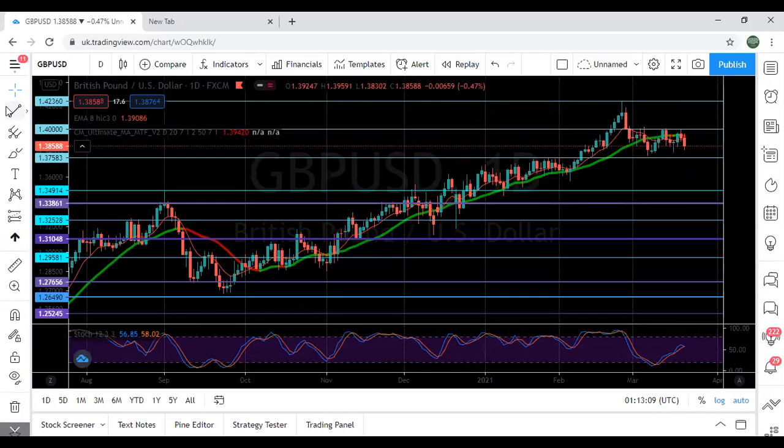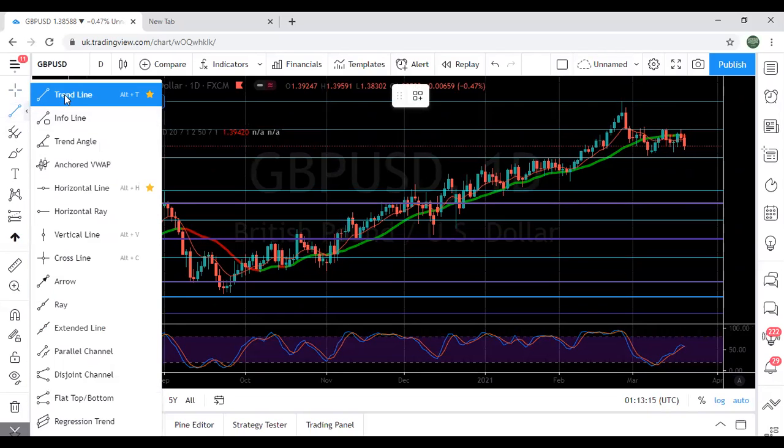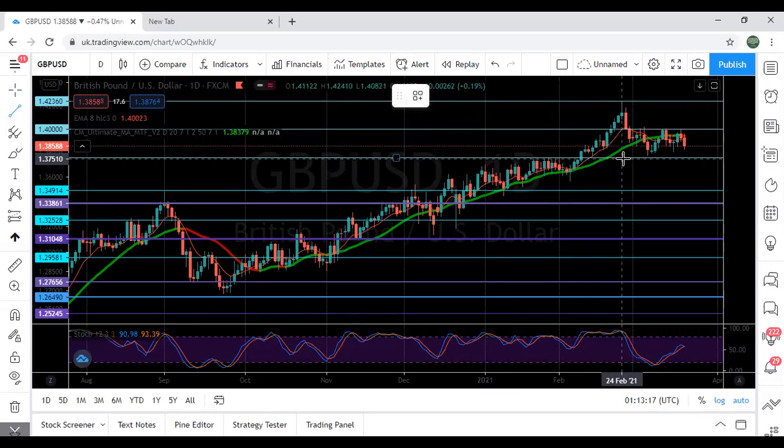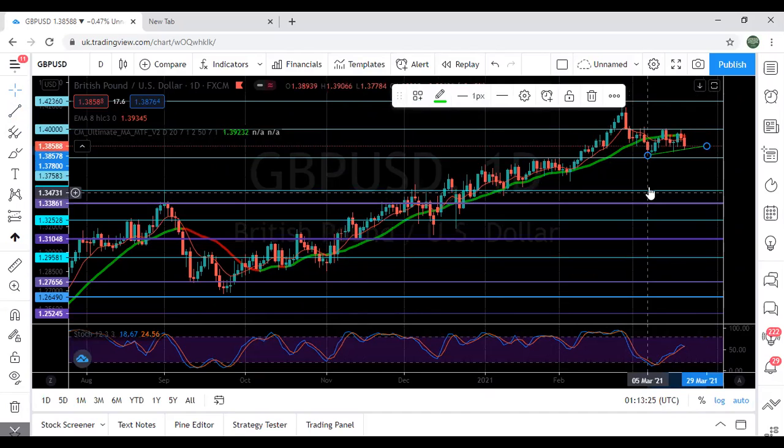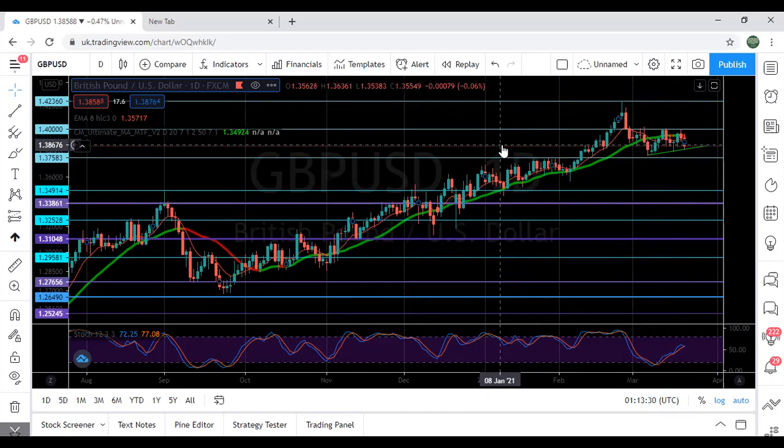Let me just get my drawing tool and put that there. So we just draw this here. If you check, we see something that looks like a wedge pattern. We're going quite close back into that 1.40 area. Buying pressure is gradually taking us back there.